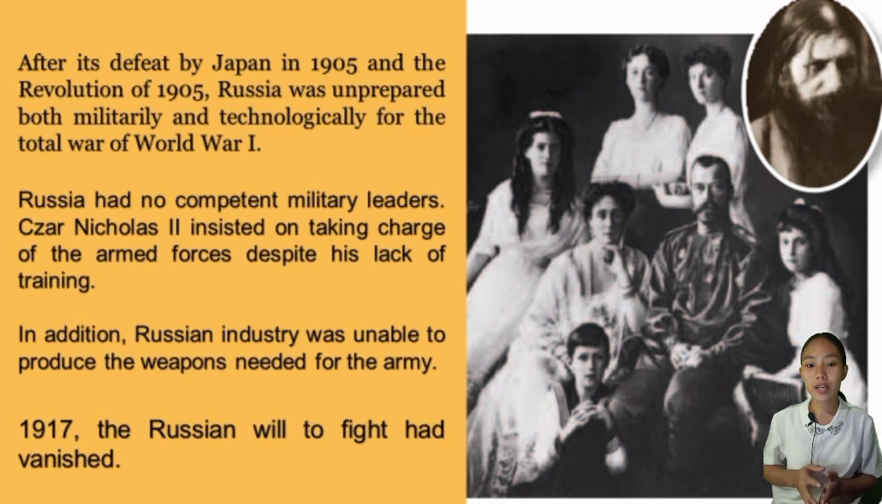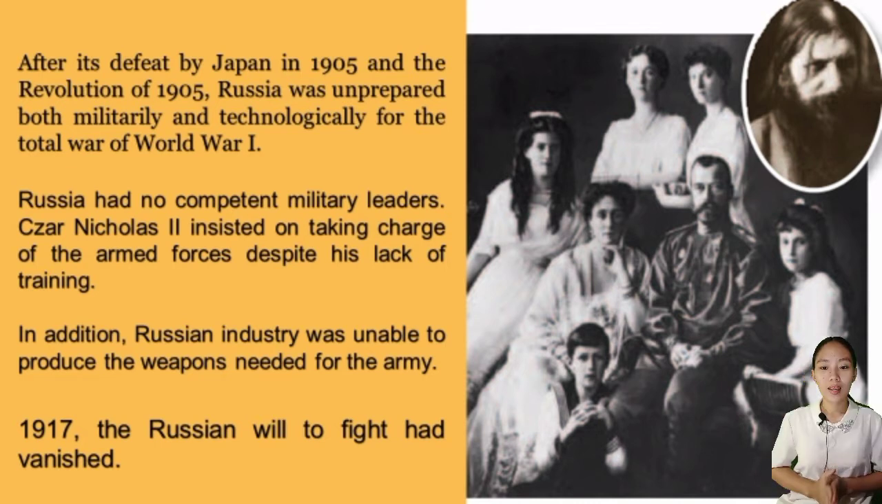Many soldiers trained using broomsticks. Others were sent to the front without rifles and told to pick one from a dead comrade. Given these conditions, it is not surprising that the Russian army suffered incredible losses. Between 1914 and 1916, 2 million soldiers were killed, and another 4 to 6 million wounded or captured. By 1917, the Russian will to fight had vanished.